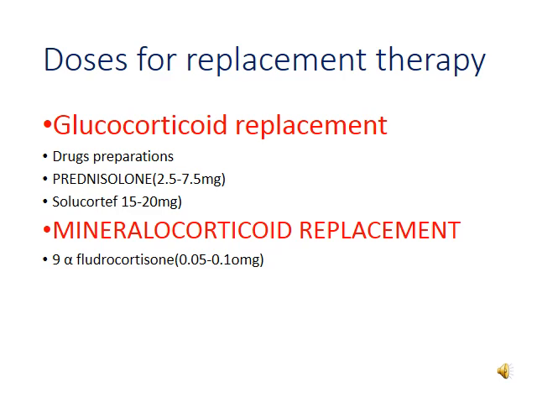Mostly mineralocorticoid replacement is really not required, but when it is required, then 9-alpha fluorocortisone in the doses of 0.05 to 0.1 milligram is given, and it is available by the name of Florinef.